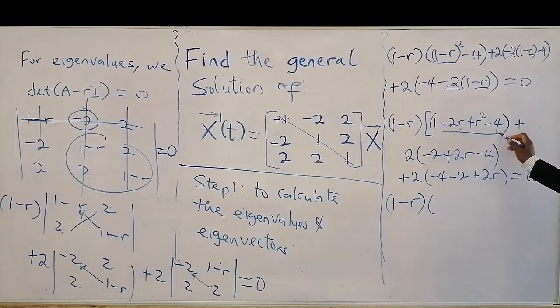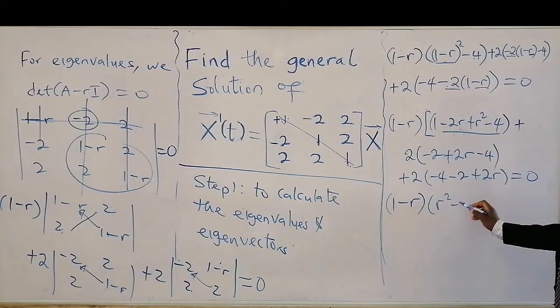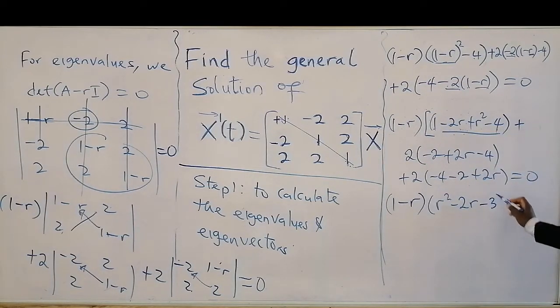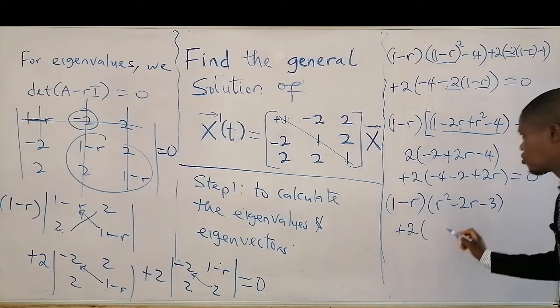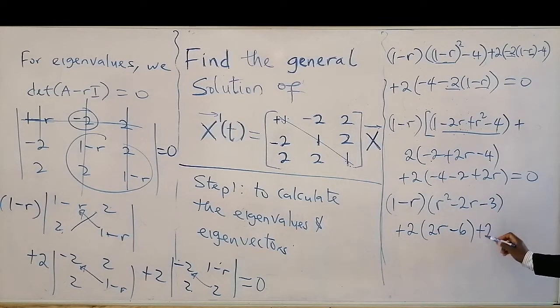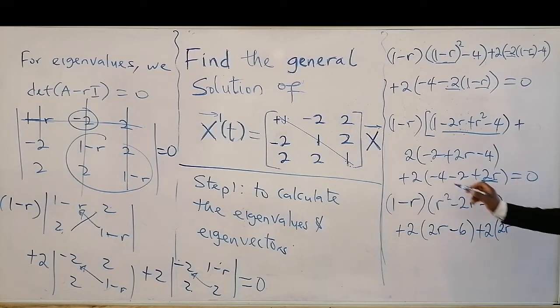Then we can arrange this: r squared minus 2r, then 1 minus 4, that's minus 3. Then plus 2 into brackets, we have 2r minus 2 minus 4, that's minus 6. Then plus 2 into brackets, 2r, the one here, then minus 4 minus 2, that's minus 6, equal to 0.